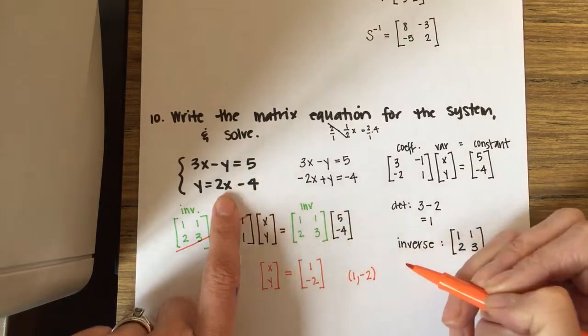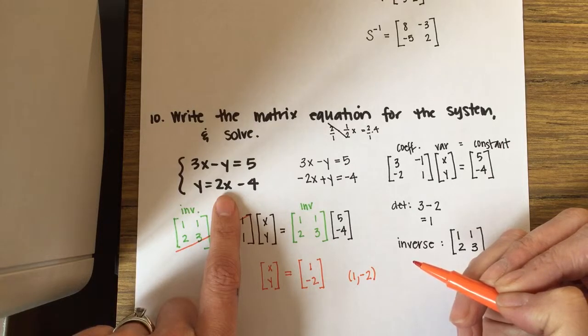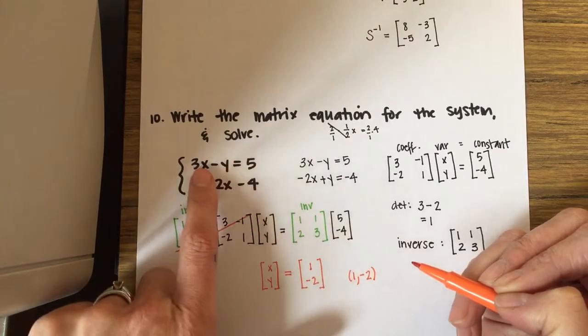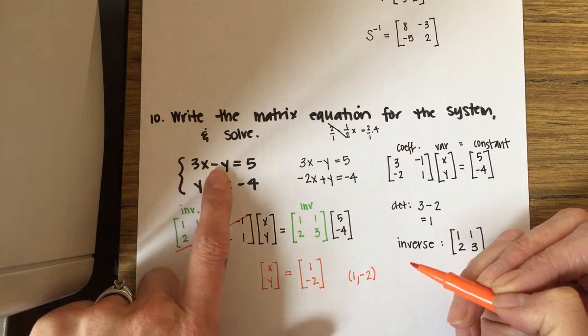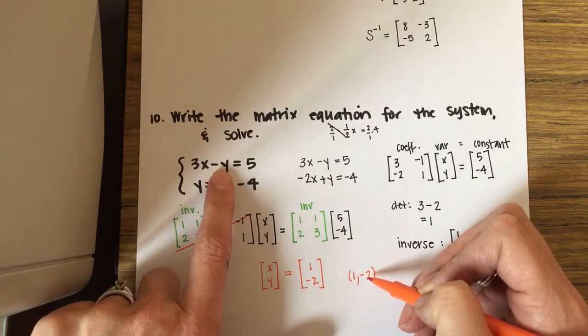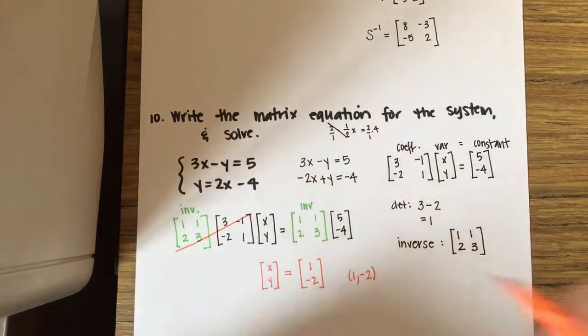Remember, you can always go back up here and check. If I put 1 in for x, 3 times 1 is 3, minus a -2. That makes it +2. 3 plus 2 is 5. Yay, we're good.